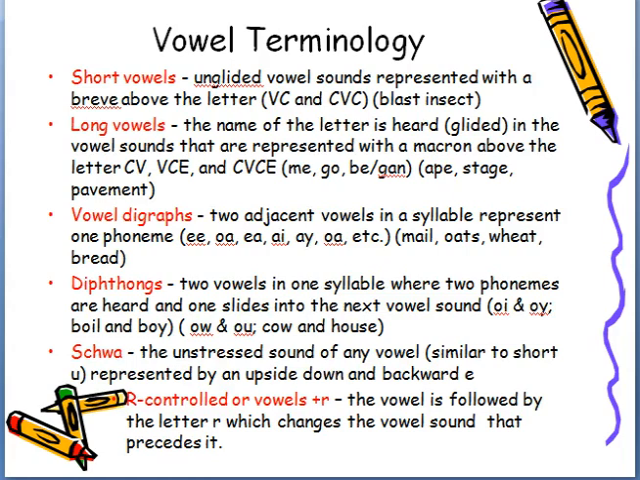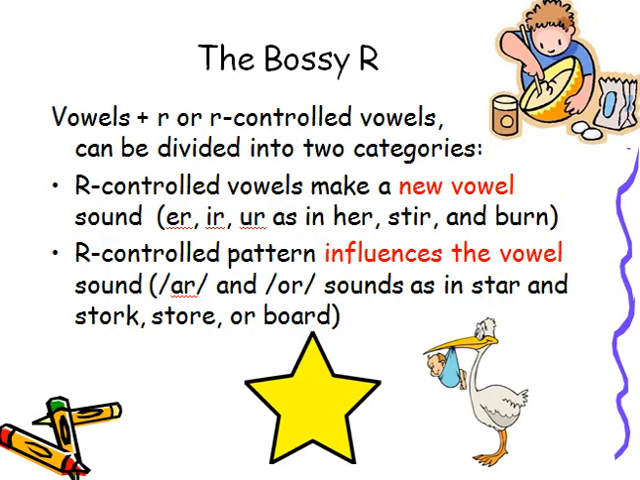The schwa vowel sound is always heard in an unstressed syllable, and as said earlier, has a short U or I sound. R-controlled vowels can have 2 categories of sounds, as discussed on the next slide. As you can see, there are 2 categories for R-controlled vowels. Those that create a new vowel sound, as with ER, IR, and UR, and those that alter or influence the vowel sound, as in AR and OR.